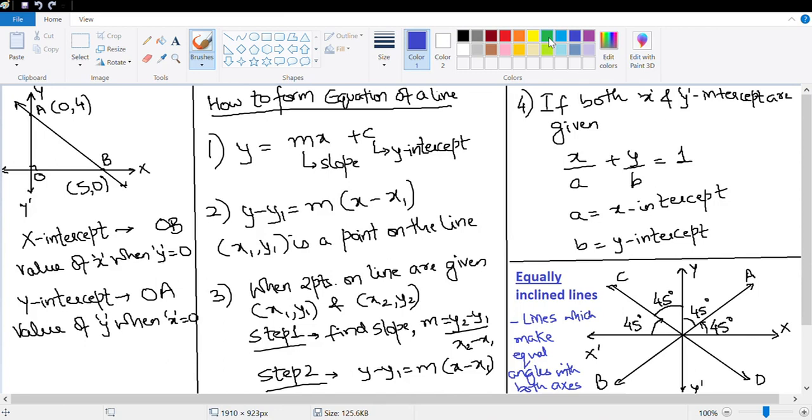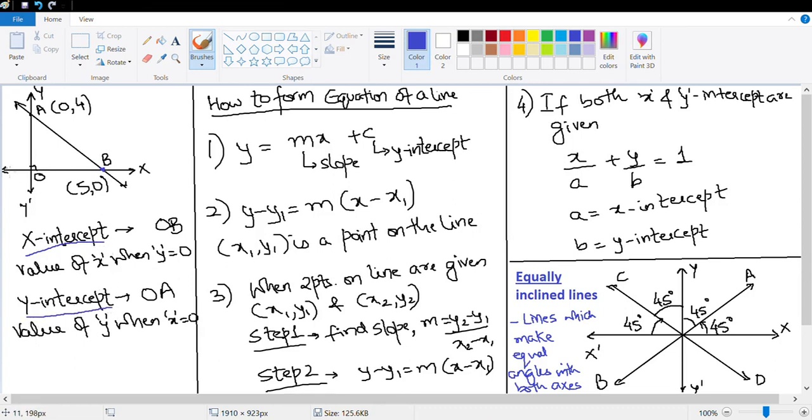Now, in the diagram that I have made here, x-intercept is basically the length OB, which means the point on which the line cuts the x-axis, which means where the value of y is 0, the point value of x. So any line when it cuts or intersects the x-axis, the point of intersection, the x value of it is the x-intercept. We've done y-intercept many times.